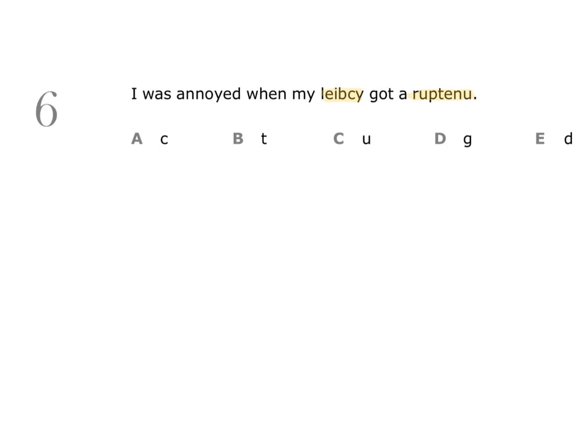So thinking about the context, I was annoyed when my something got a something. So what would make you annoyed? It's likely to be a possession, isn't it? Getting damaged in some way. But it got a, so got a what? Got a dent, got a crack. So let's have a closer look at the letters to see if we can work it out.